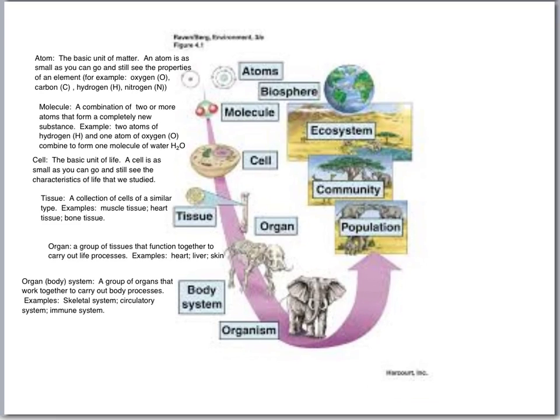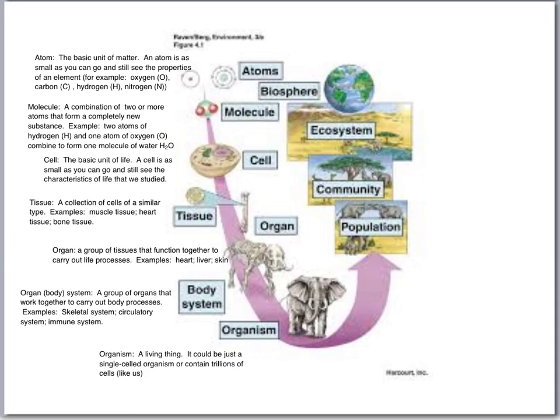As you probably also know, organs come together to form body systems. So these are groups of organs that together carry out some sort of life process. That could be the skeletal system that's used for movement and support, the circulatory system, which moves materials around in your body, the immune system, and so on. Now, the next level on our chart here is the organism. And basic definition for an organism is a living thing. And as we've talked about, a living thing could just be one cell big, or it could contain trillions of cells like we do.